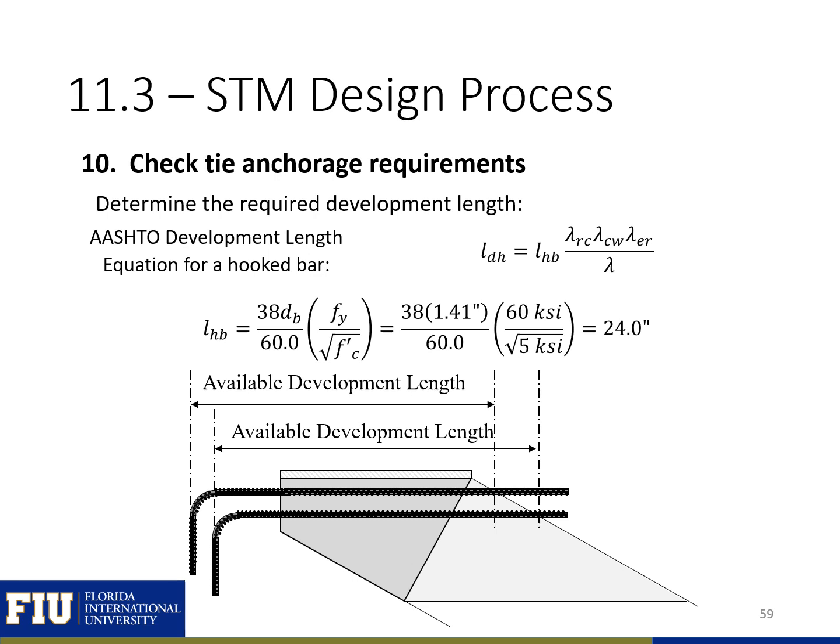We'll next need to check our tie anchorage requirements. And to do this, we need to determine our required development length. And we're going to use the AASHTO development length equation for hooked bars, shown here. So for this expression, we have a couple modification factors, and then we have this l sub hb. Solving for l sub hb for our number 11 bar with our 60 ksi yield strength and 5 ksi concrete, we can find that the l sub hb here is 24 inches.